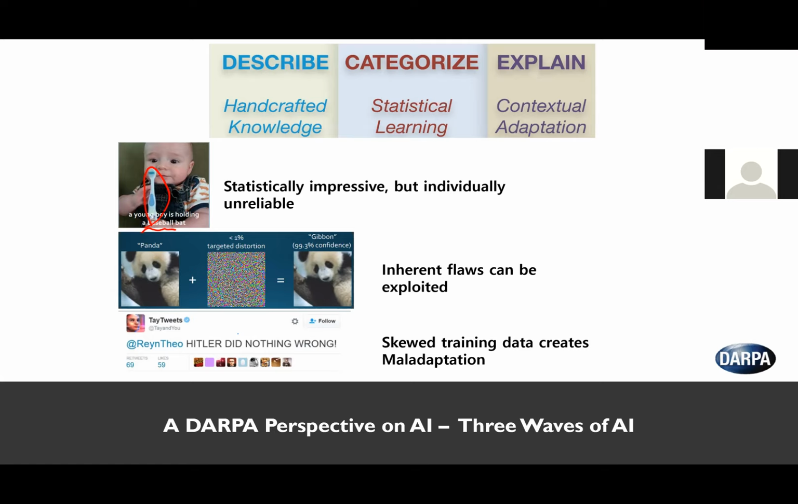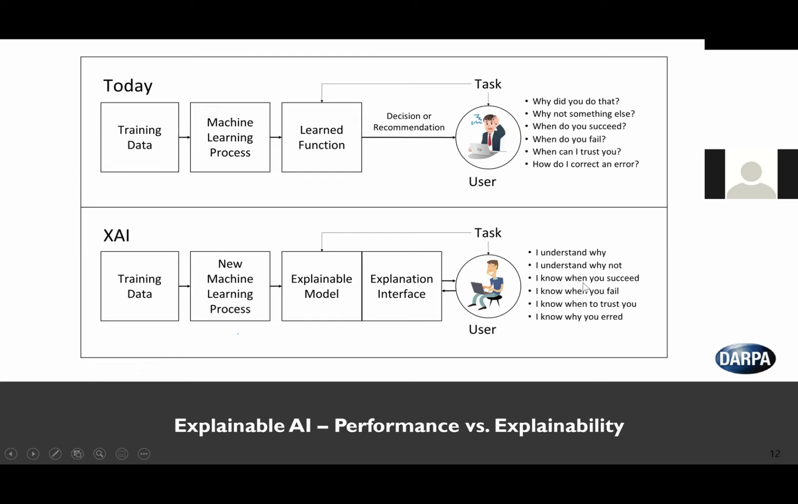Of course, we will not handle this directly, but we will handle it indirectly in terms of fundamental theory. And when the AI agent learns from skewed training data, something like "Hitler did nothing wrong," we should know how we can adapt this system better. So explainable AI has a lot of questions like this.